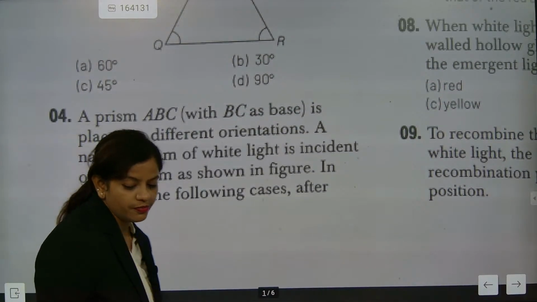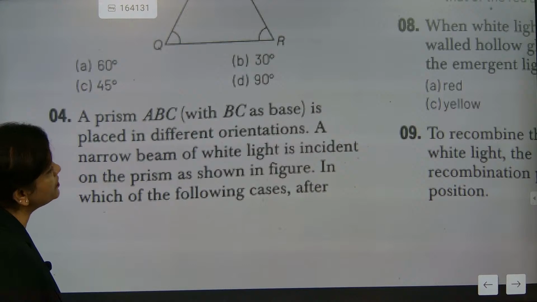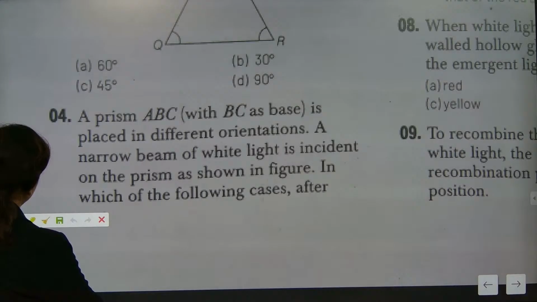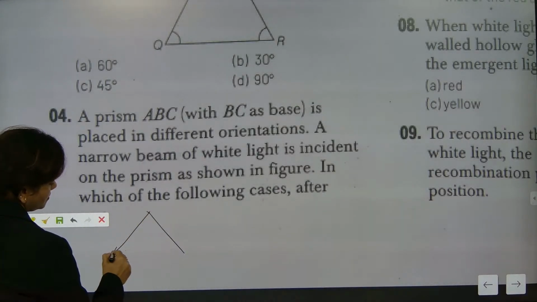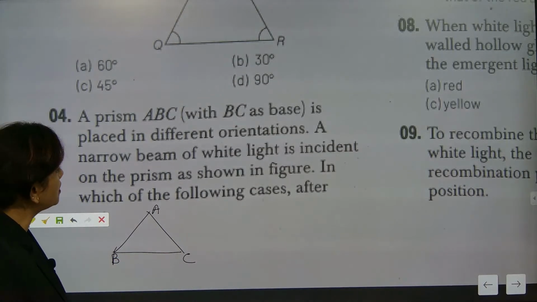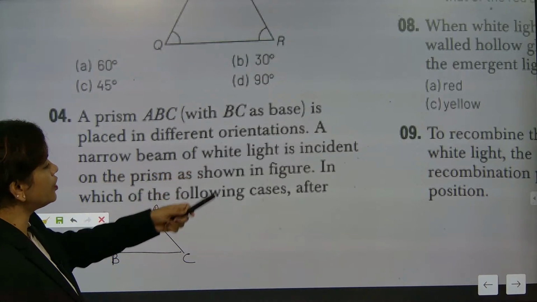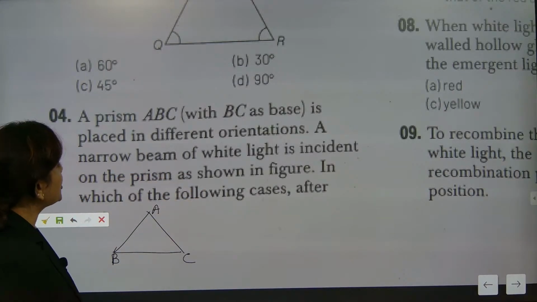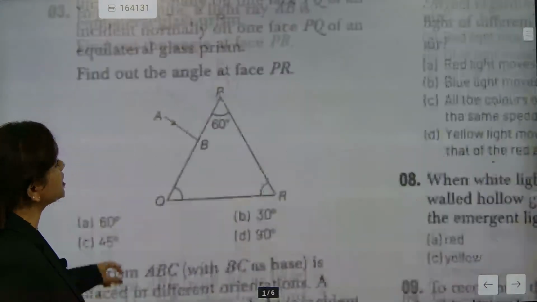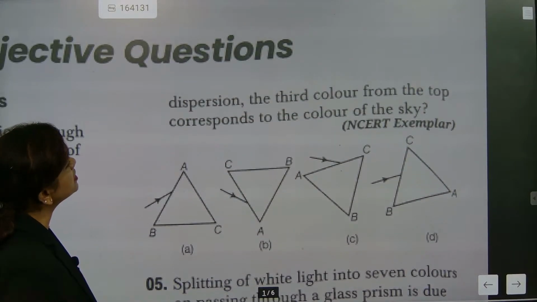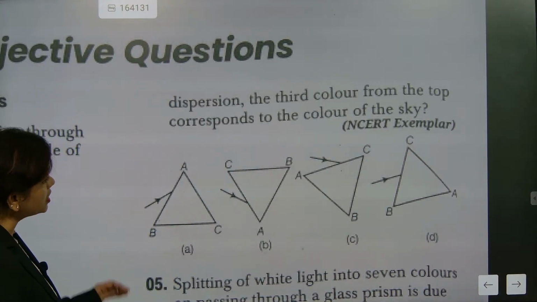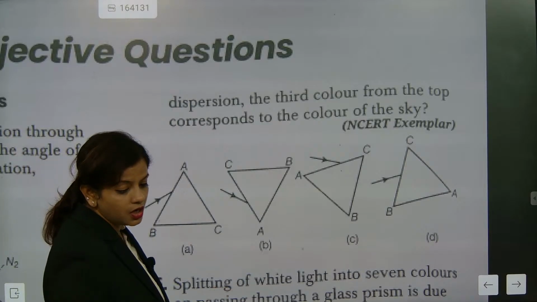Please kindly read the question part. First part of the question: a prism ABC with BC as base, placed in different orientation. A narrow beam of white light is incident on the prism as shown in the figure. In which of the following cases after dispersal the third color from the top corresponds to the color of sky? Third color from the top corresponds to the color of sky.